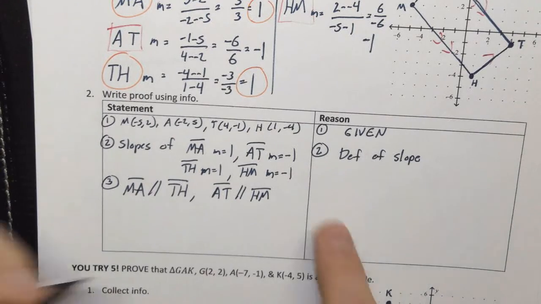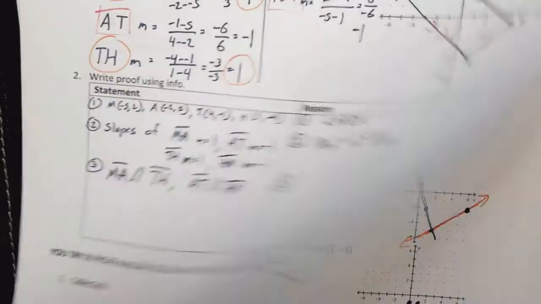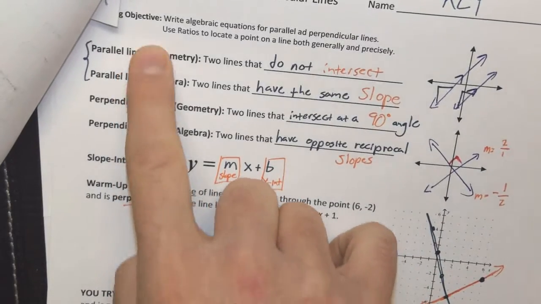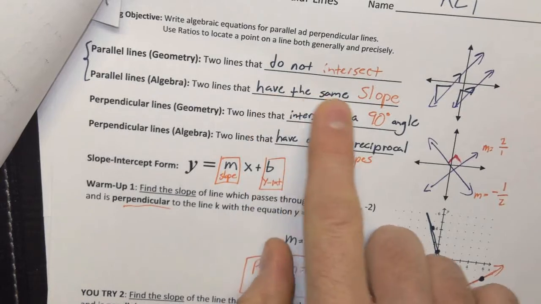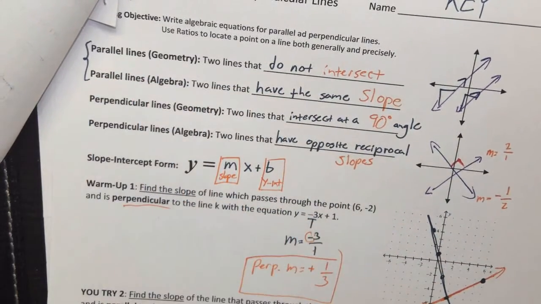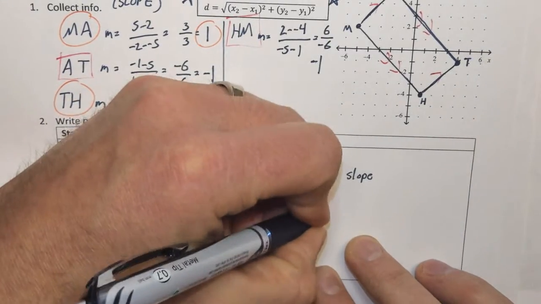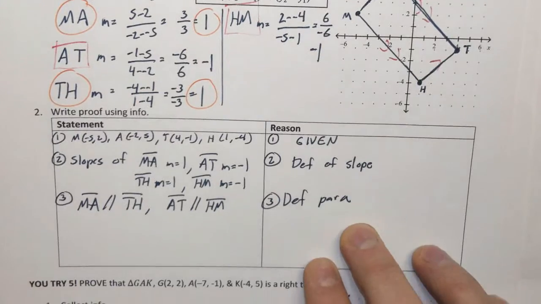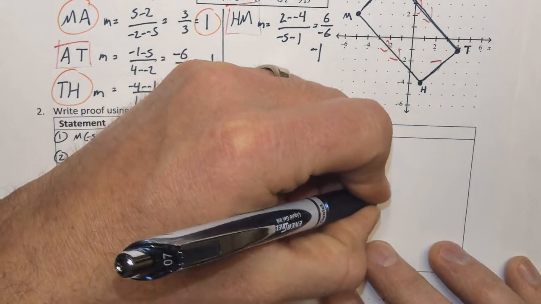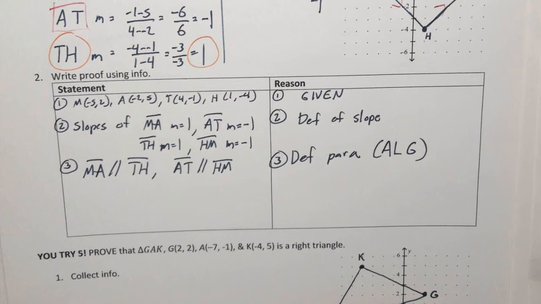And this right here is based off of what we learned about today. So if we go back and look at our very first page, we saw that parallel had 2 different definitions. The one that I'm working off is this one right here. Parallel lines have the same slope. That's the algebraic definition of a parallel line. So I'm going to say definition of parallel, and I'm also going to state that I'm looking at the algebraic one, because I think it's important to distinguish between them.